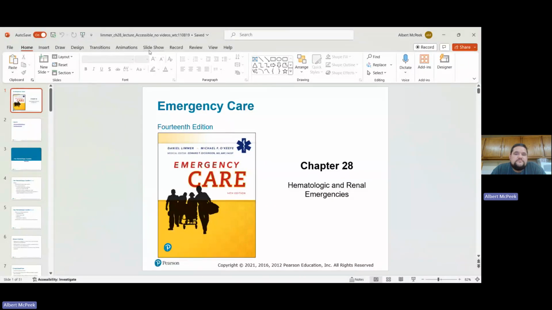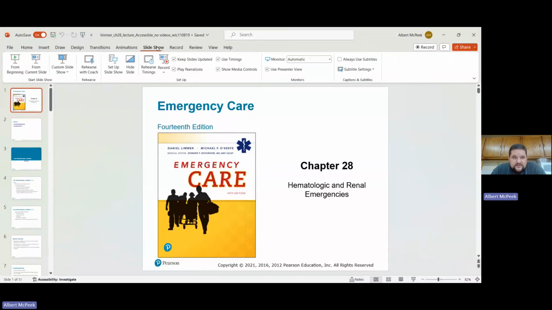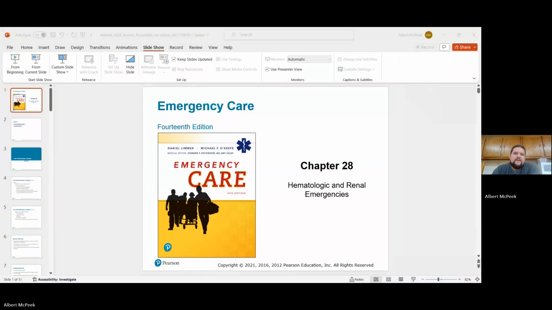Okay, let's go to chapter 28. Hematologic and renal emergencies. Okay, there's the topics: hematologic system, renal system. Talk about the hematologic system. That's the blood. The blood is basically its own organ system, has specific functions. The blood controls bleeding by clotting. The blood delivers oxygen to the cells, removes carbon dioxide from the cells, and delivers waste products to organs that filter and remove them.